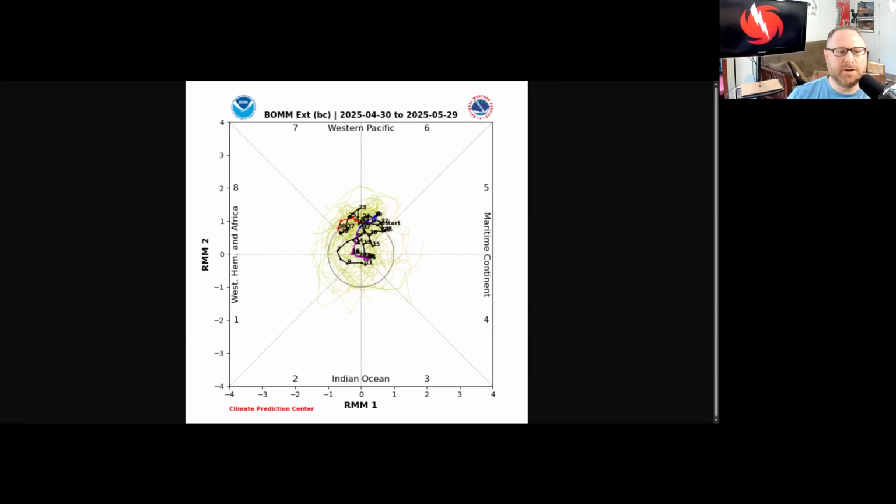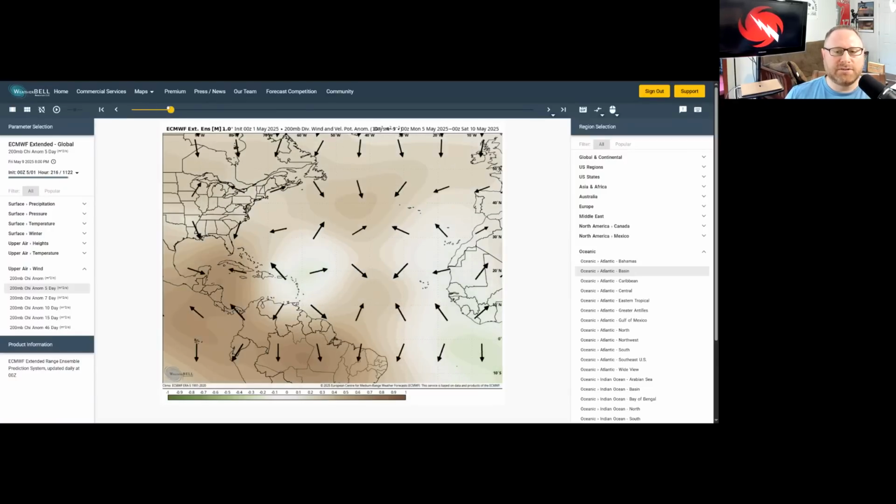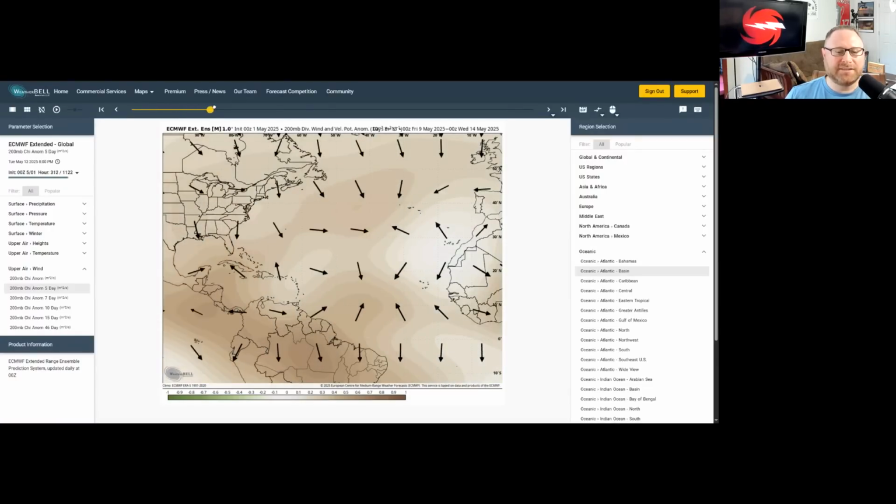And I do want to show you one such model that also shows that to you here. This is the European Extended. The brown indicates sinking air that is unfavorable. Green indicates rising air, which is favorable. Right now, it's pretty unfavorable. It will remain that way over the next couple of weeks.